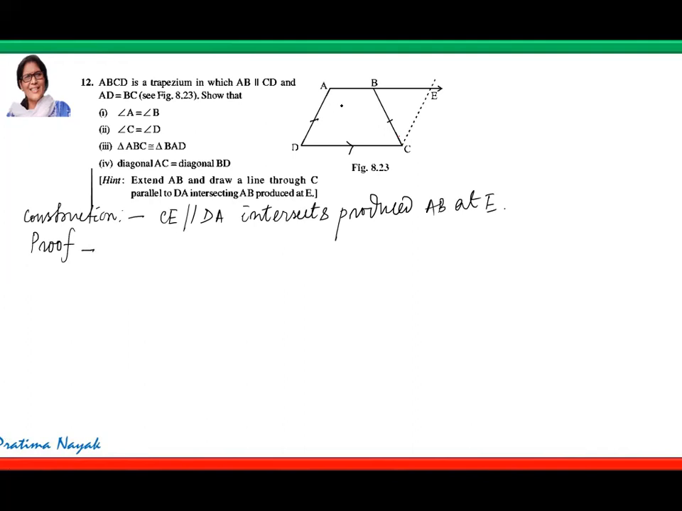Here I'll write first, AD is equal to BC. It is given. Now say angle A or DAB angle and BEC angle, their sum will be 180 degrees because CE is parallel to AD. Or I can mention here, ADCE is a parallelogram.